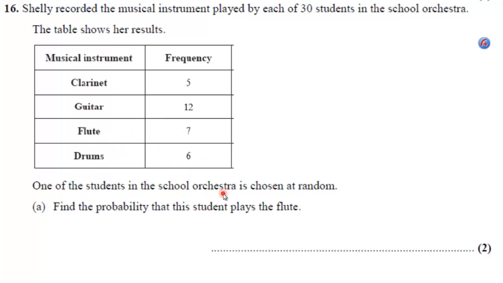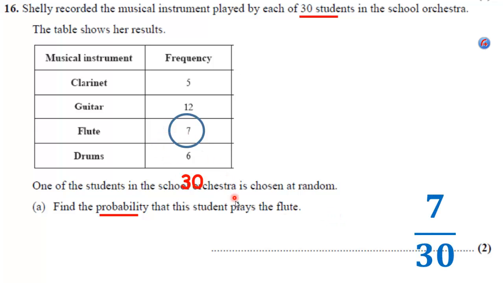One of the students in the school orchestra is chosen at random. Find the probability the student plays the flute. Okay, so we know that there are 30 students altogether. We want to work out the probability that somebody plays the flute. All these frequencies add up to 30. The flute is played by 7 people. So writing this as a probability, it'll be 7 out of 30, and we write that as a fraction. You have to write it as a fraction, 7 over 30. Okay, so there you have that.